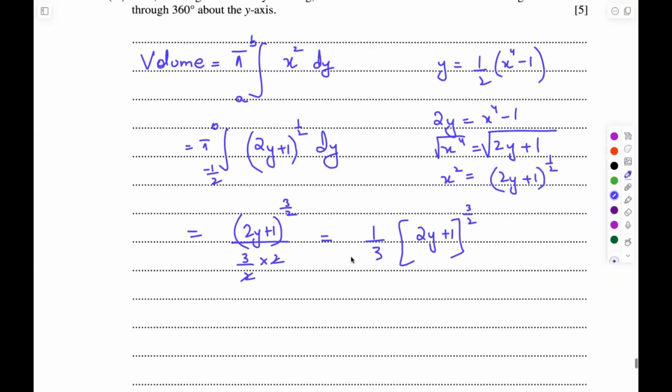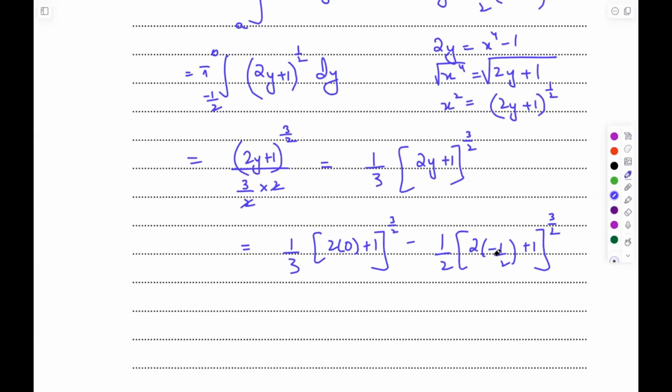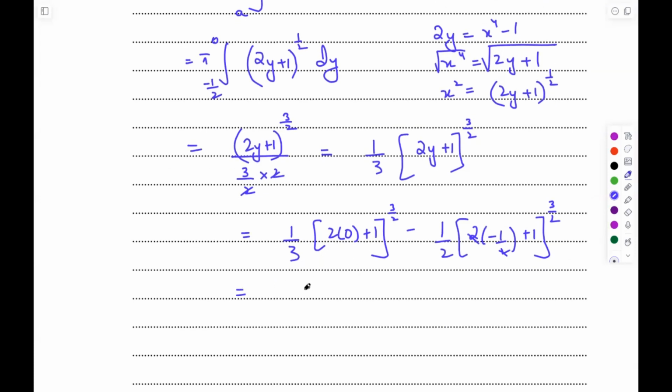Now substituting the upper limit y equals to 0, initially we'll get 1 upon 3 into 2 into 0 plus 1 to the power 3 upon 2, and we subtract from it the other limit, which is minus 1 upon 2. So this will become 1 upon 3 bracket 2 into minus 1 upon 2 plus 1 to the power 3 upon 2. So 2 into minus 1 upon 2 will cancel. Minus 1 plus 1 is a 0. So this whole expression will become a 0. And over here we'll have 1 upon 3 into 1 to the power 3 upon 2, which is 1. And once we have integrated and subtracted the limit, this will become a 0.